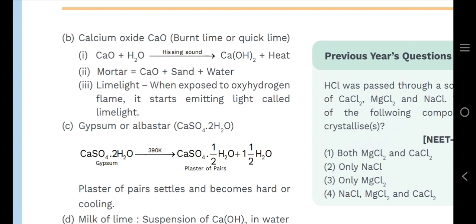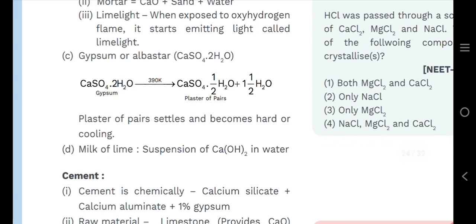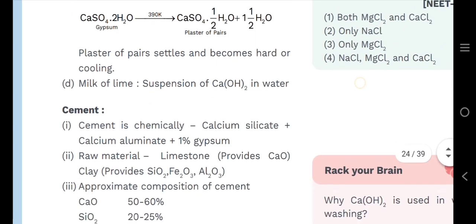Gypsum or alabaster, CaSO4.2H2O, on heating at 390 Kelvin gives plaster of Paris, that is CaSO4.1/2H2O, plus 1 and a half water molecules. Plaster of Paris sets and becomes hard on cooling. Milk of lime: a suspension of Ca(OH)2 in water is known as milk of lime.